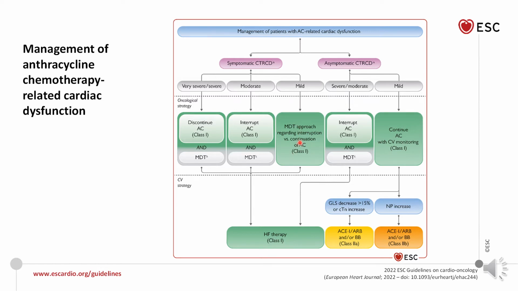So in mild symptomatic and asymptomatic patients, we have a window to continue, as long as we give heart failure therapy in the symptomatic patient and cardioprotective measures including ACE inhibitor and beta blocker, together with very close surveillance with cardiac biomarkers and echo global longitudinal strain during each cycle or every other cycle.